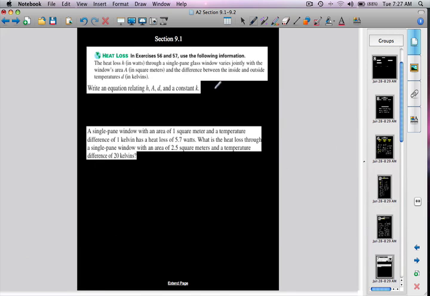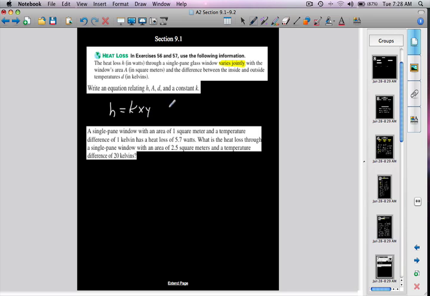Okay, the way this works out in a word problem, here we have a problem dealing with heat loss. If I read through the problem, the heat loss, H in watts, through a single pane glass window varies jointly with the window's area and the difference between the inside and outside temperatures. Okay, so I know this is a joint variation problem. So now they would like me to write a model. So heat loss is going to vary jointly. I know we're working in this sort of a model, k times x times y.